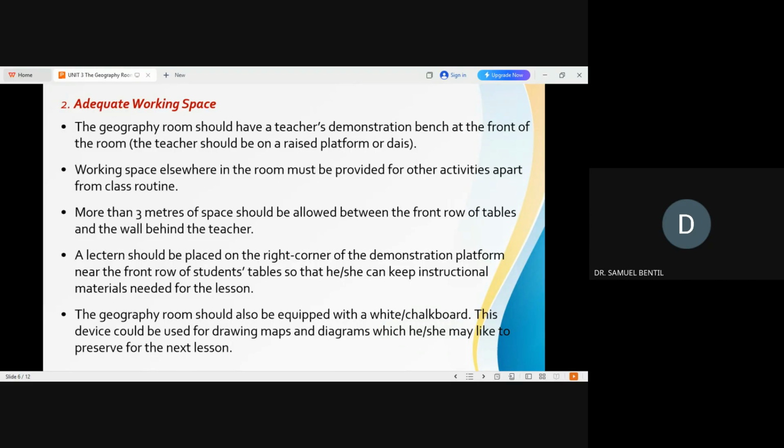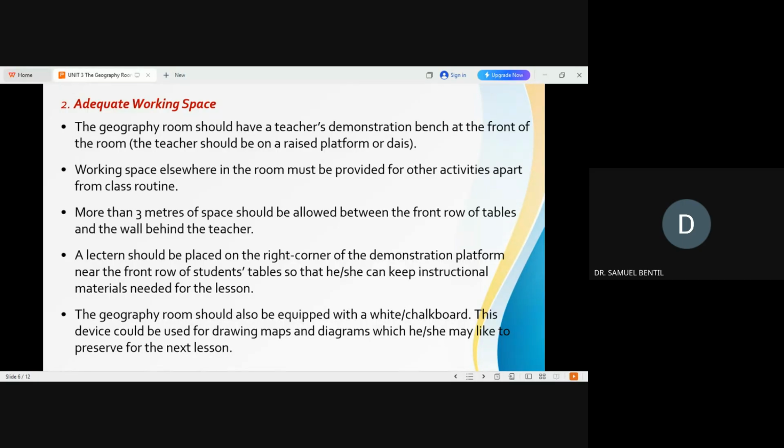A lectern should be placed on the right corner of the demonstration platform near the front row of student tables, so that the teacher can keep his or her instructional materials that are needed for that particular lesson in the geography room. And the lectern, you see, when you go to churches or programs, what do people call podium? That's what we refer to as lectern. Lectern is not pulpit. At times, some of you confuse pulpit for lectern. No, they are two different things.